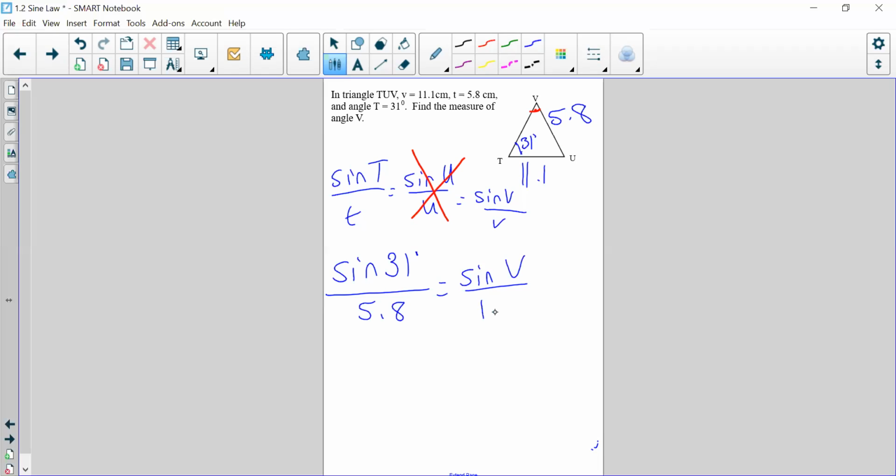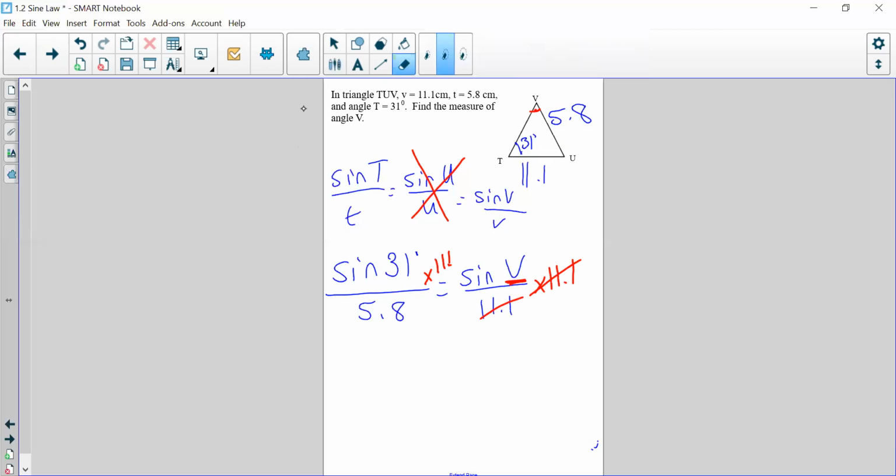And side v is 11.1. You'll notice your variables here in the top, okay? That's why I've always given you rearranged formulas so that you can just go ahead and isolate quickly. It's being divided by 11.1, so the opposite of division is multiplication. So on your calculators, you will need to do sine of 31 divided by 5.8 and then multiply that by 11.1.